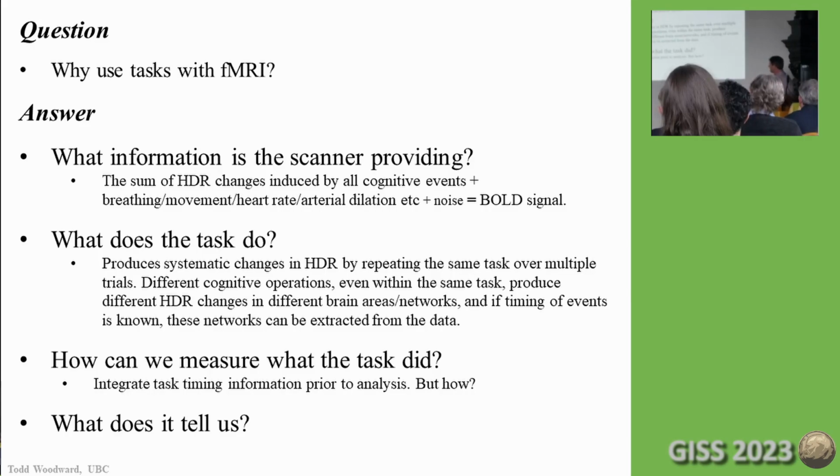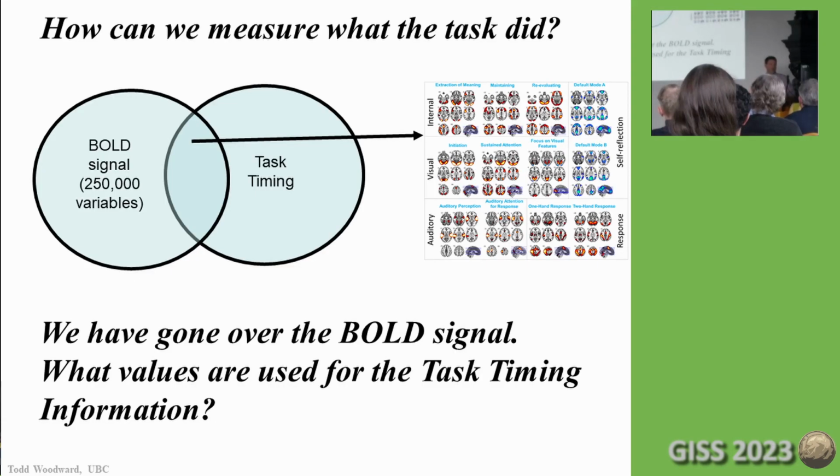Okay, so how do we measure what the impact of the task was on the bold signal? We have gone over the bold signal, but what values are used? The matrix that I showed before, we call it Z in Canada, Z in the US. I'm not sure what you say here. I think you must say Z too. But then we have another matrix now. This is the matrix with timing, which I call G. And so what numbers do we put in there, right?